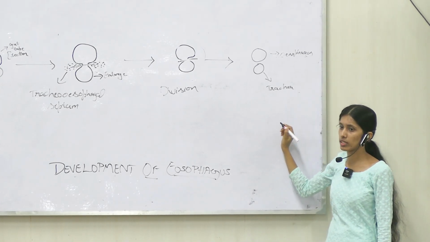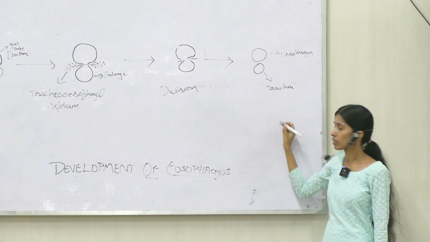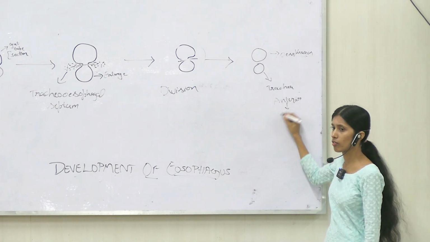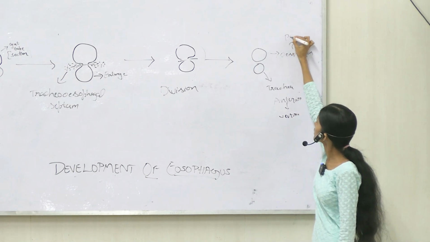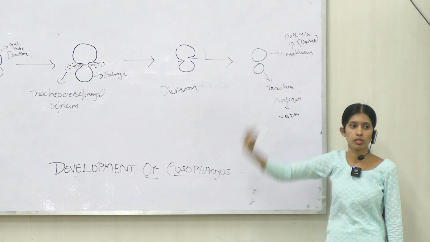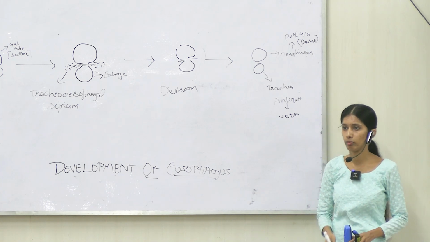Is your trachea present in the anterior aspect or posterior aspect? It is present in the anterior, or I can say ventral also. Okay, and the esophagus is present in the posterior or dorsal aspect. So this is how the formation of your esophagus takes place in the developing embryo.